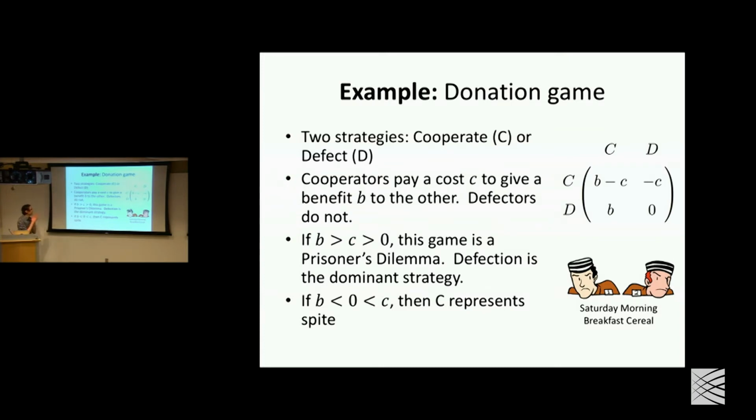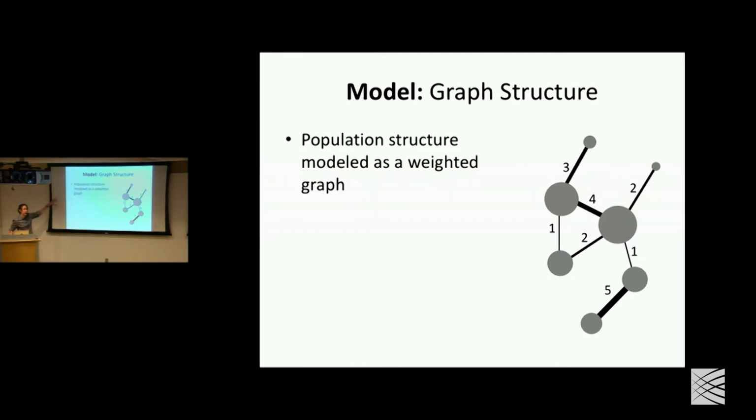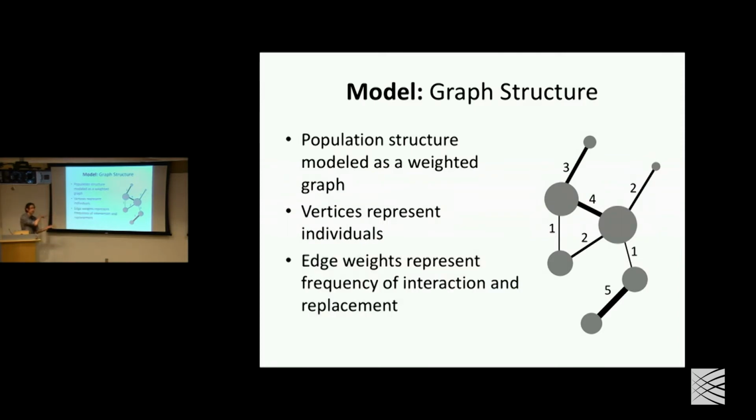Okay, so we're interested in the effects of spatial structure and how spatial structure affects the evolution of behaviors in this game. So how do we model spatial structure? I'm going to present a model where whatever population structure there is represented as a weighted graph. The vertices here represent individuals, and the edge weights represent frequency of interaction and replacement. So, for example, these two vertices will interact with each other more frequently than these two.